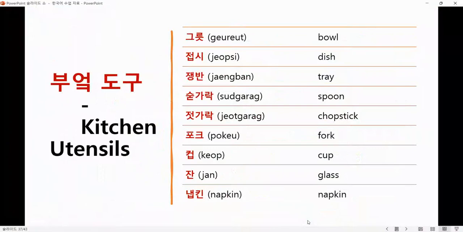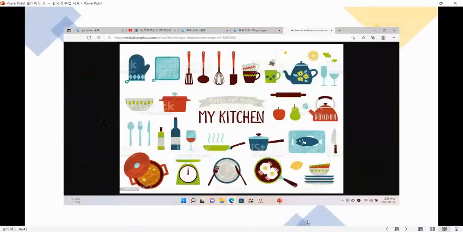So in English, cup and glass are distinguished. However, in Korean, 잔 can mean both cup and glass. Okay, so the one I put there, cup, for the English word cup, it could be also 잔 in Korean. And of course, after eating, you need to clean your mouth.